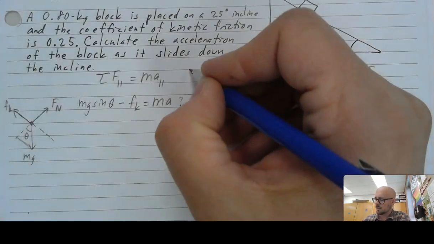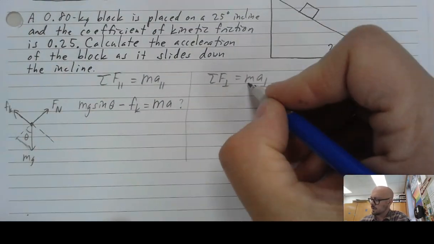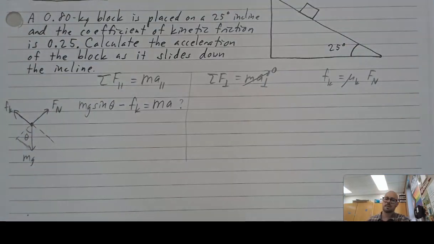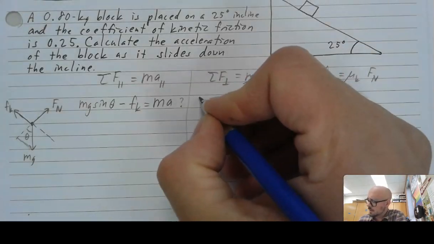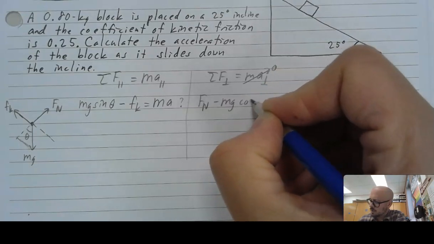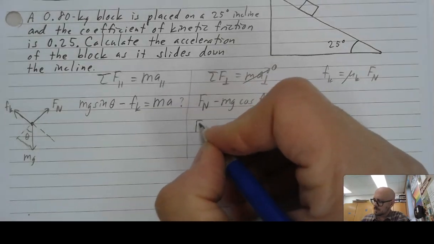So let's start a new line with the perpendicular net force. This should be equal to 0 for reasons we stated above in the first problem. There's no acceleration perpendicular to the plane. It's just going to slide down the plane. This means that the normal force minus mg cosine theta is equal to 0. So this is something I can calculate.